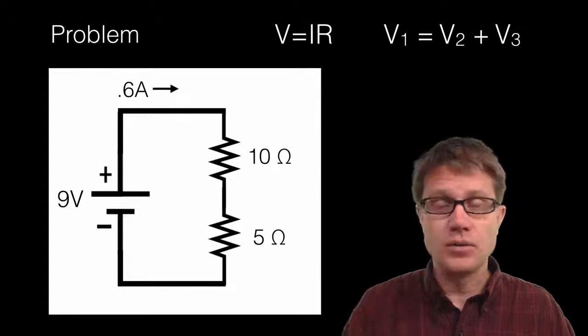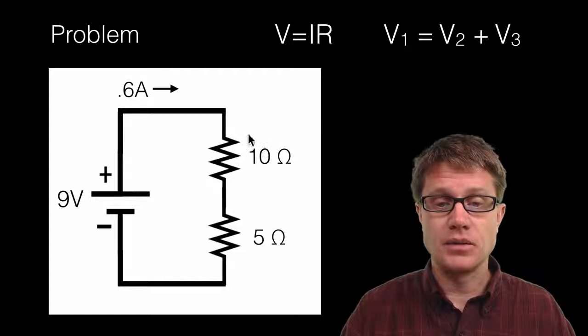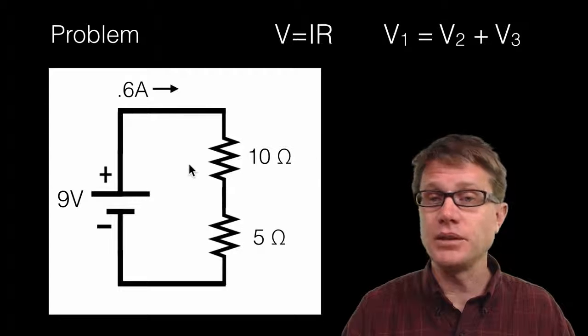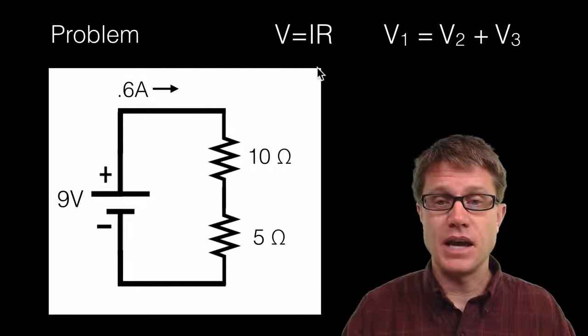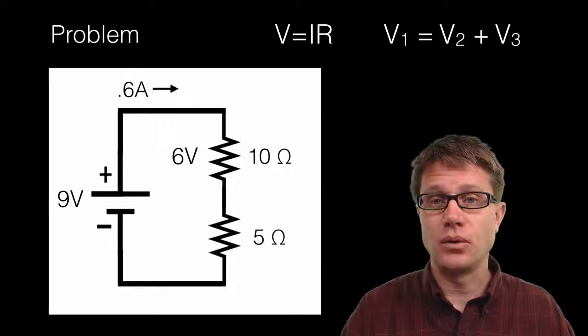So now we just go around and we can use Kirchhoff's loop rule. So if we look at this resistor right here, what's its voltage going to be? Well, we just use Ohm's law again. We know the resistance is 10. We know that the current is 0.6, and so it's going to have a voltage of 6 volts.